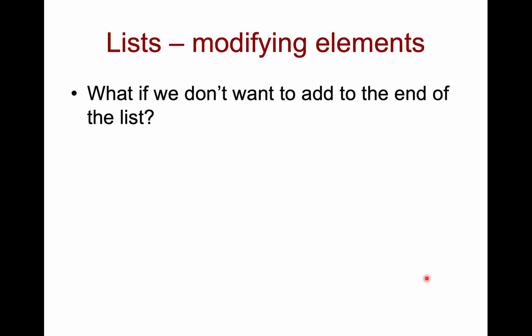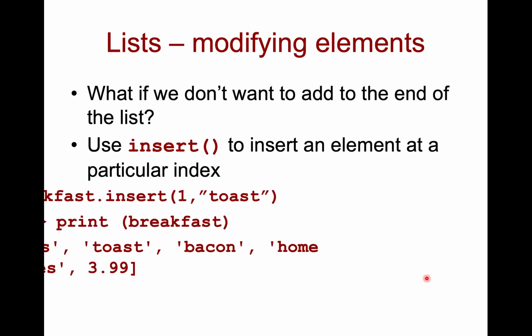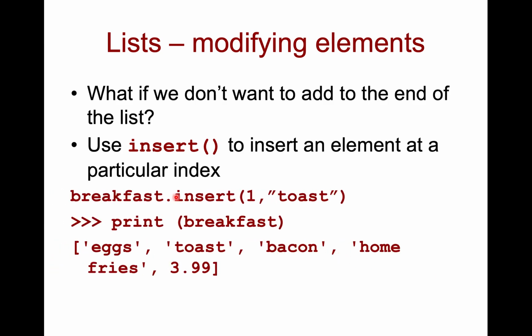What if we don't want to add to the end of the list? You can use insert to insert an element at a particular index. Breakfast.insert 1, toast will insert the value toast at position 1 in the list. That means we can see the toast item here at position 1, and all the other values in the list have now been moved down in order to accommodate it.